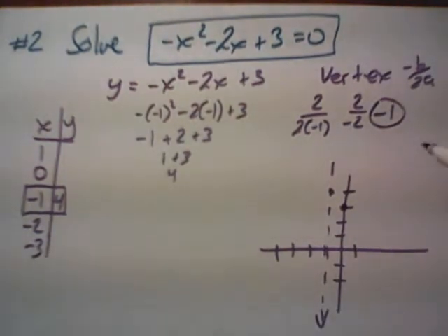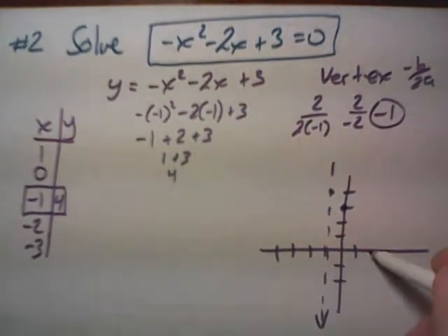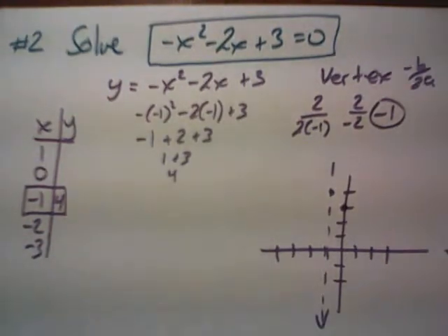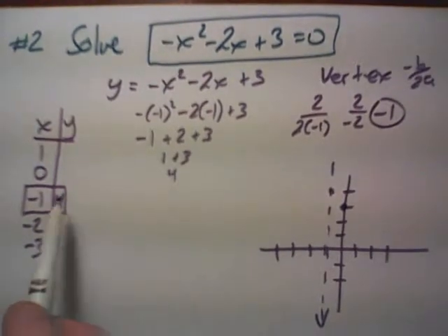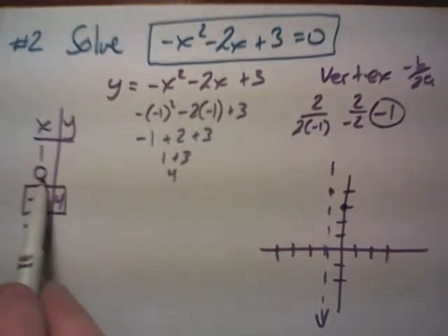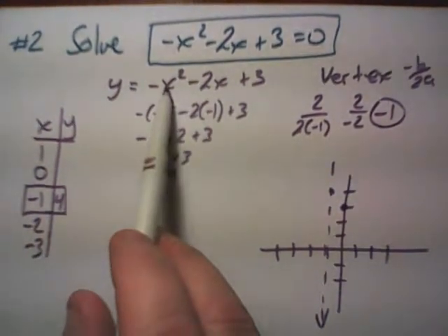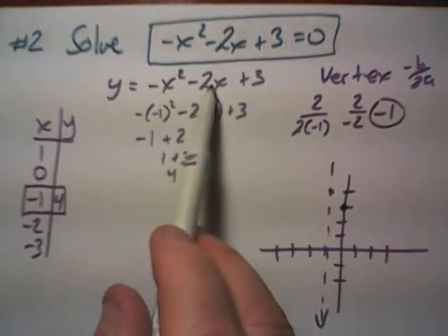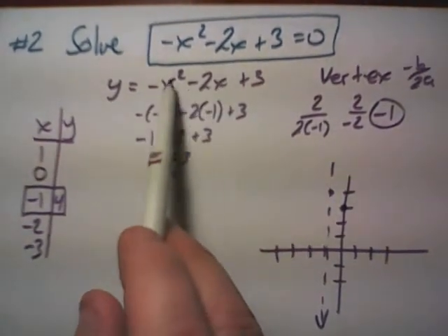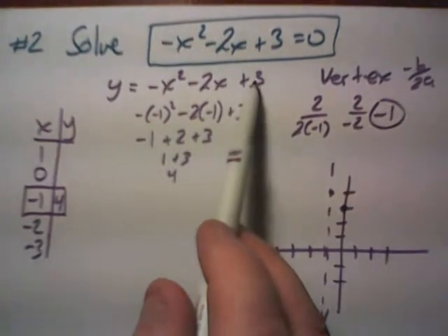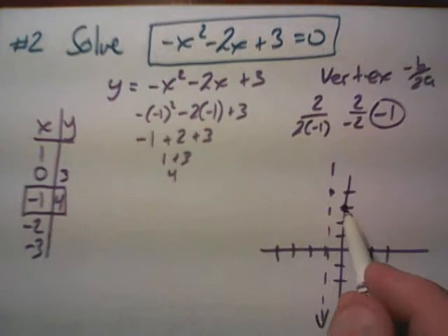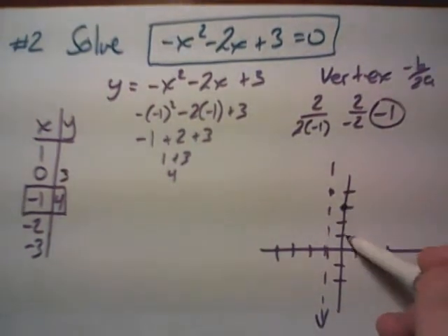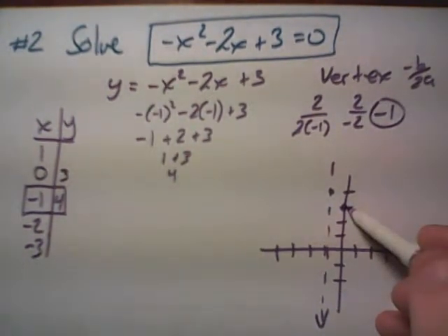Okay? And so we want to figure out when is this going to cross the x-axis. Wherever it does, that's when it's equal to 0. So let's start plugging in some other values. If I plug in 0, this is going to be 0 because 0 squared is 0. 2 times 0 is 0. So I have 0 minus 0, which is 0, plus 3, which is 3. That makes sense because that's my y-intercept. It's the point 0, 3.